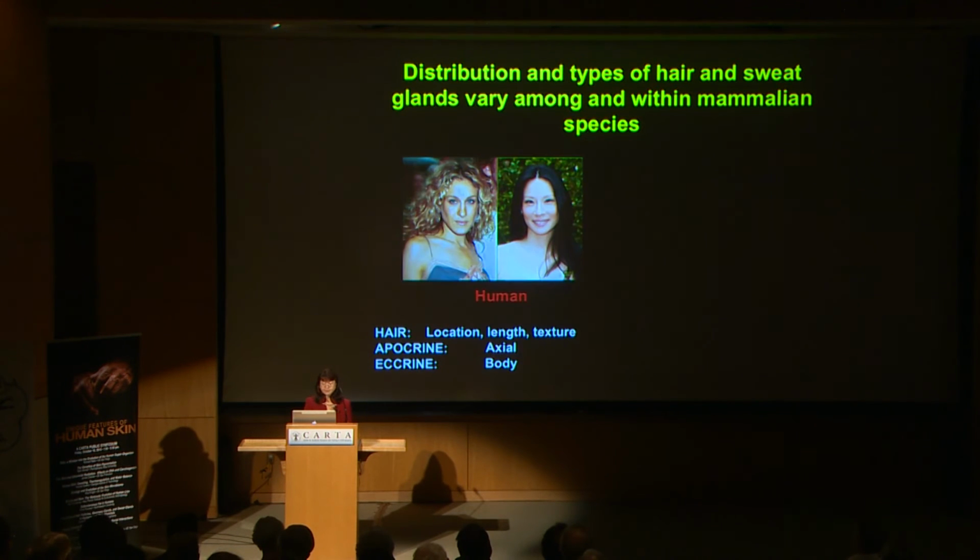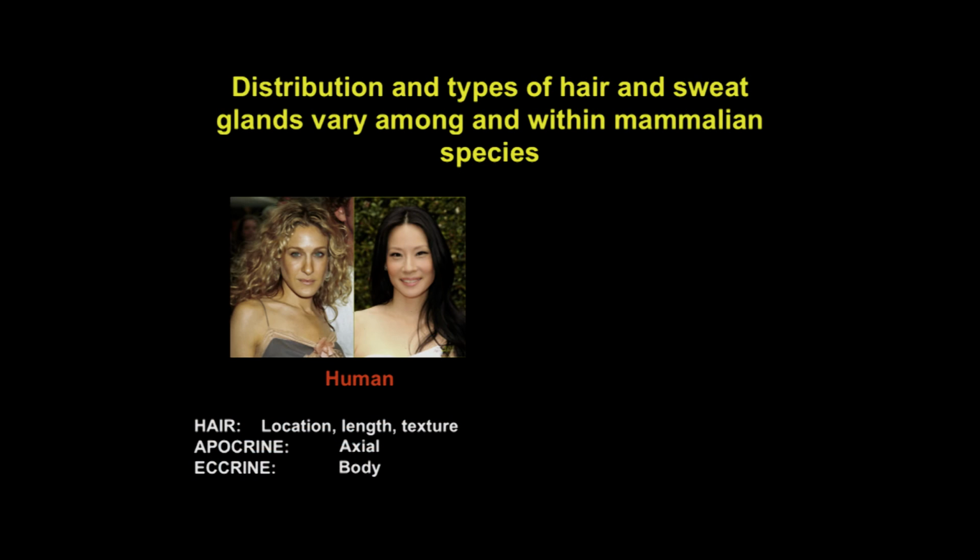So like the mammary gland, hair and sweat gland formation varies greatly between mammalian species, but also varies within species. So if we think about humans, of course, we have nice long hair on our head and very short, fine hairs over the rest of our body. But within our species, the hair can vary greatly in its texture and in its thickness. Our apocrine glands, as I mentioned, are mostly axial, and we have eccrine sweat glands all over our body.